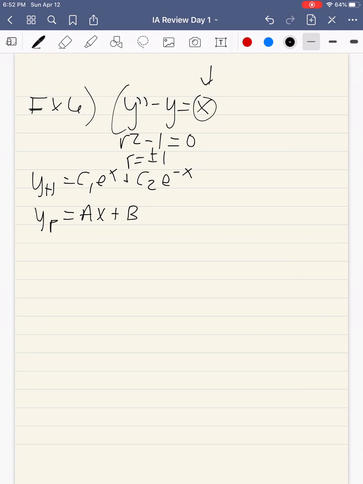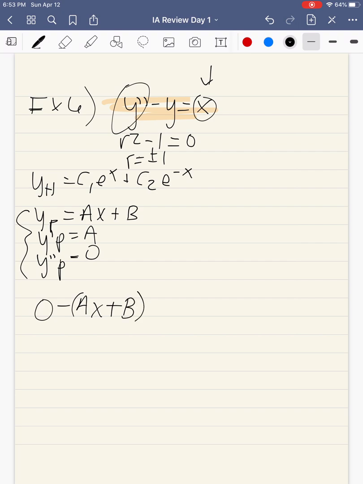We have a second derivative here, so I need to find the second derivative of my particular solution. So y prime of p is just a, actually. And then my y double prime is just going to be 0. Now I set my guesses up into the same format as my original differential equation. So I have 0 minus ax plus b, and that is equal to x.